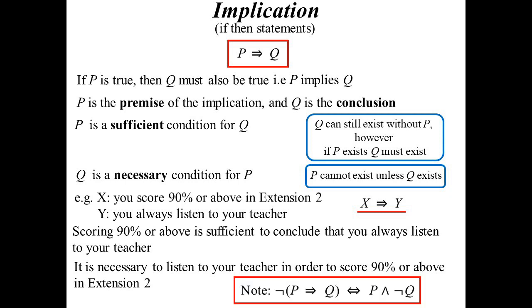Now, the negation. The negation of P implies Q is P and not Q. Because if we don't have P implies Q, then we end up having P, but we don't have Q. So we have P and we don't have Q. Basically we're saying P did not imply Q.